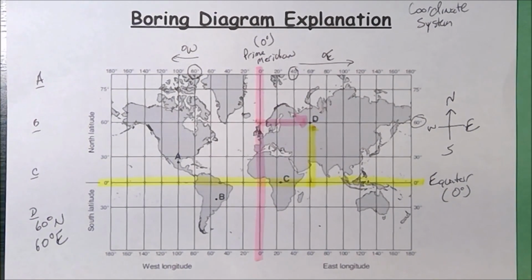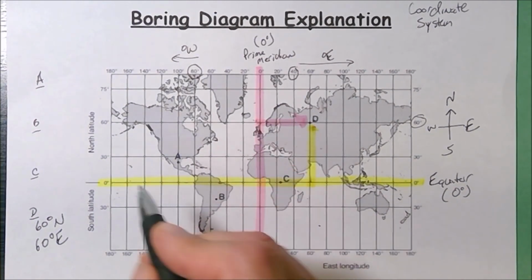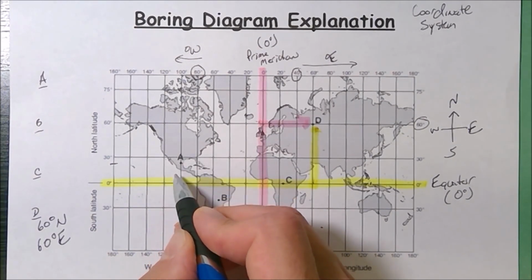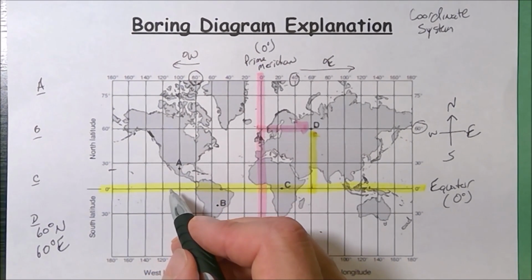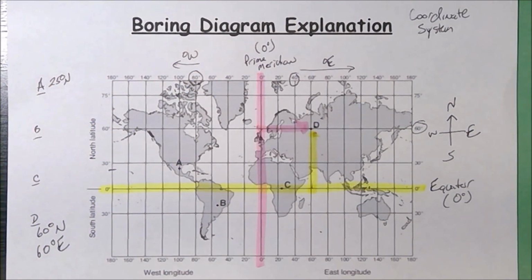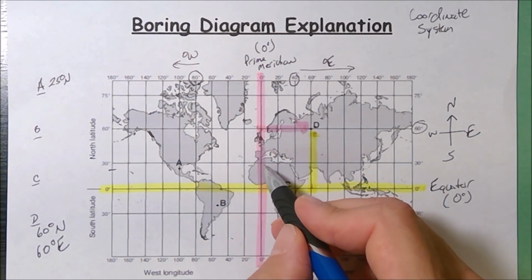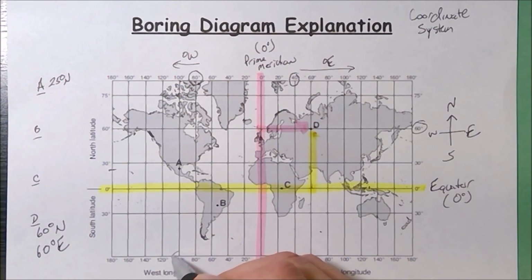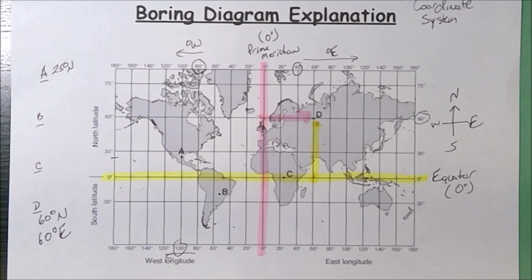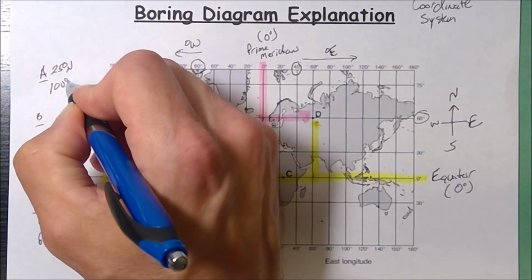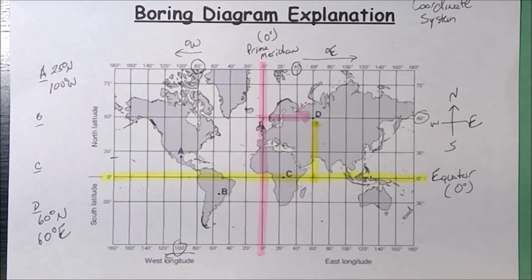All right, the other ones, A is north. Now, you've got to estimate how many degrees. This is much closer to 30, but it's not quite 30. So for A, I would say 25 degrees north. If I'm looking at the longitude, I'm starting from the prime meridian. I have to go west. Here's the number on the line. These numbers increase as you go across. So point A has to be, no wiggle room, 100 degrees west.